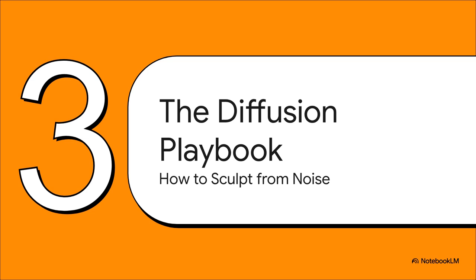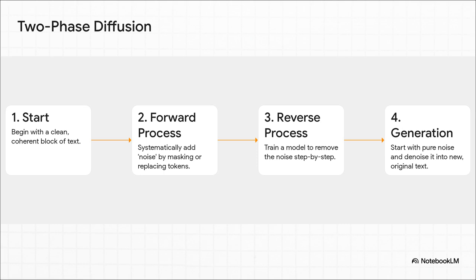So, you're probably wondering, how does this sculpting thing actually work under the hood? Well, it's this really fascinating two-part process that honestly feels a little backward when you first hear it. What's so cool about this is that the model has to learn how to break something before it can learn how to build it. Think about it.